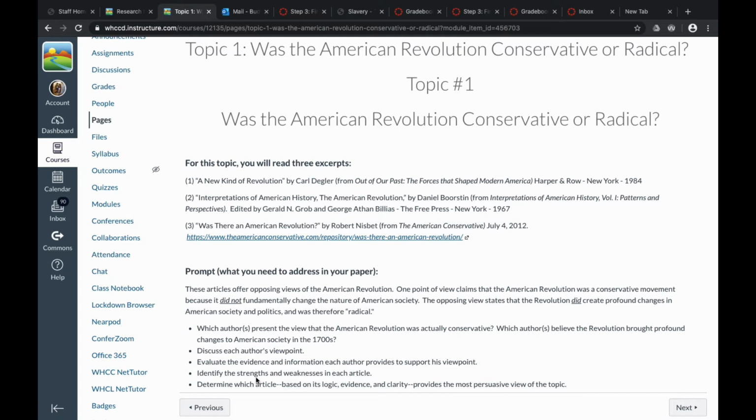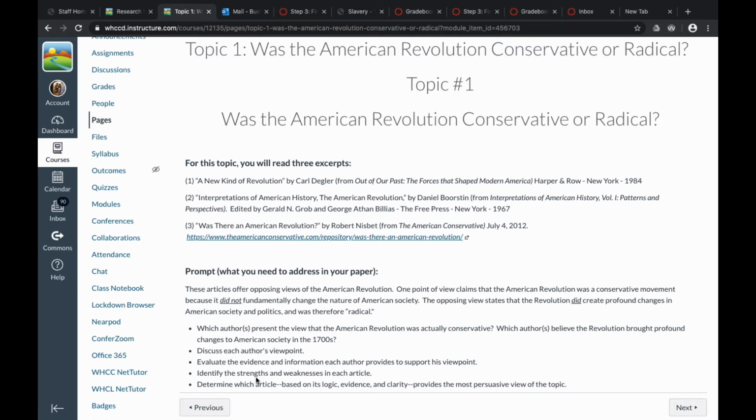Okay, so think about it this way. If an author is presenting the notion that the American Revolution was conservative, it did not fundamentally change the nature of American society, the author is going to have to present some facts to you to support that, right? They're going to have to show how life did not change. So what remained the same? What were they building upon leading up to the revolution? And how did they continue that same pattern or trajectory of life after the revolution?